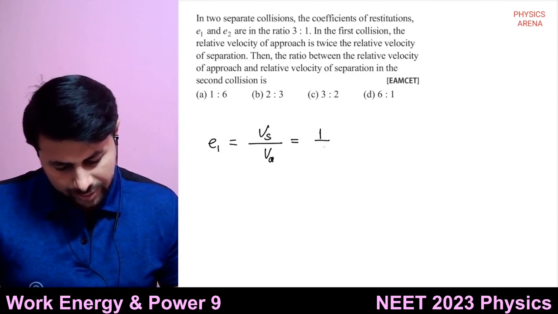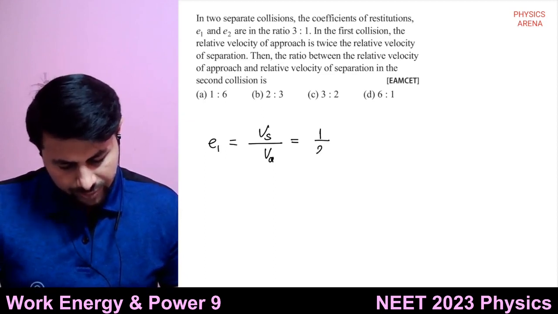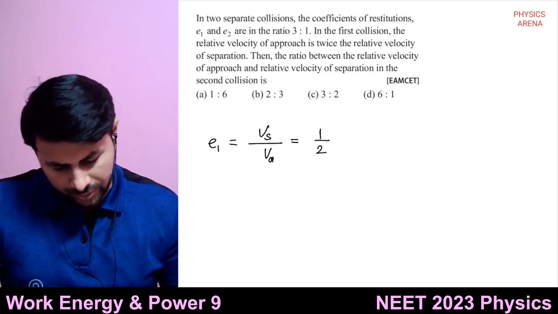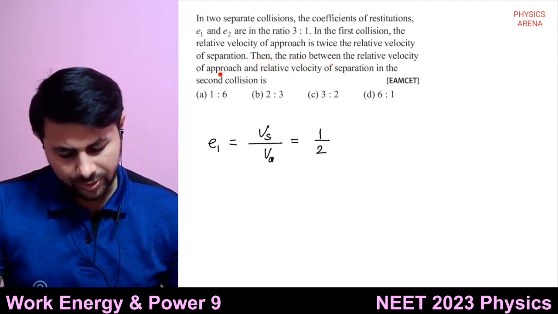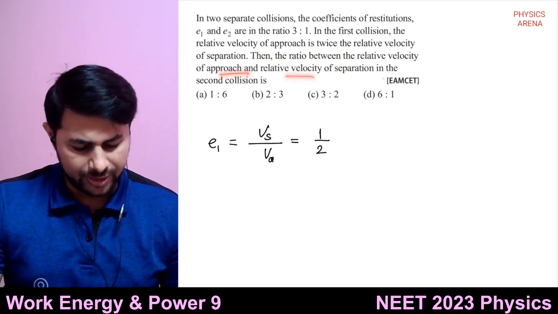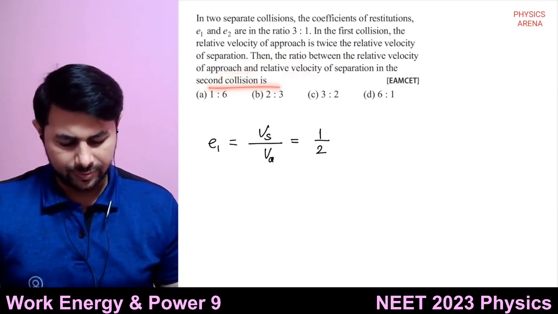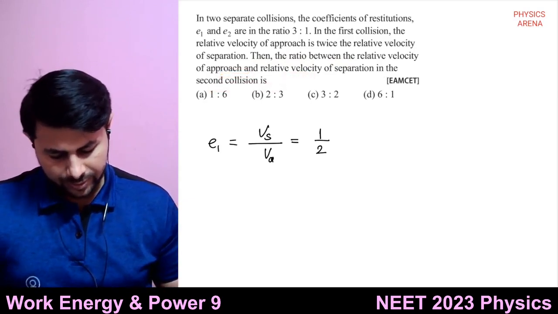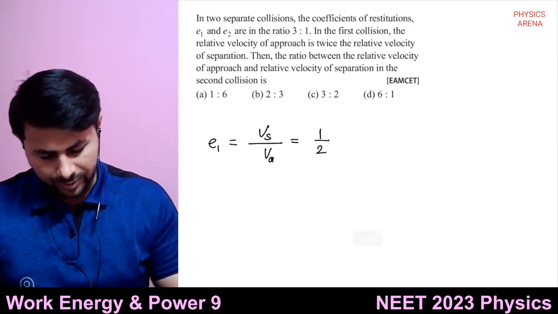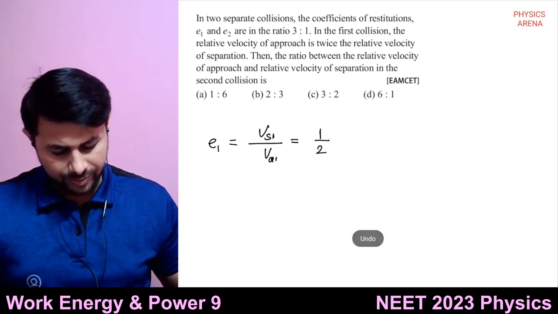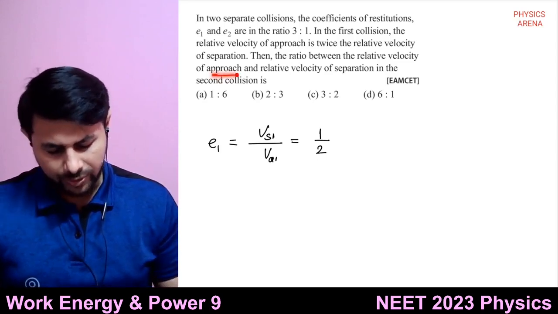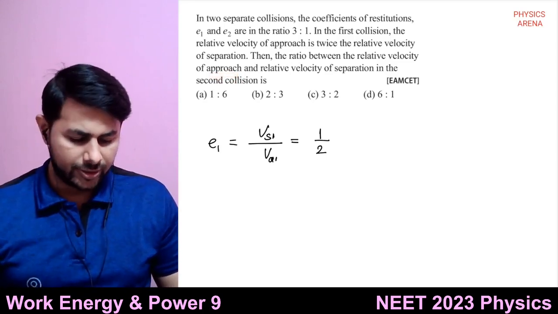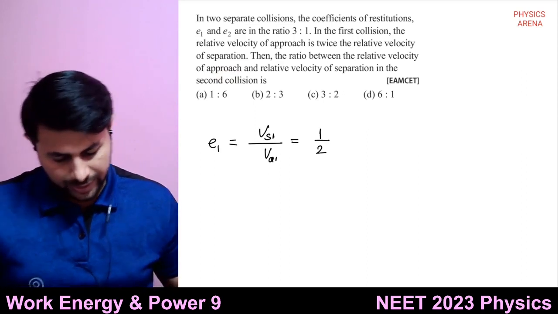So E1 is equal to what? This is 1 by 2. Then the ratio between the relative velocity of approach and relative velocity of separation in the second collision is, okay, so this is for the first one. For the second, we want to find out the ratio between velocity of approach and velocity of separation, right?